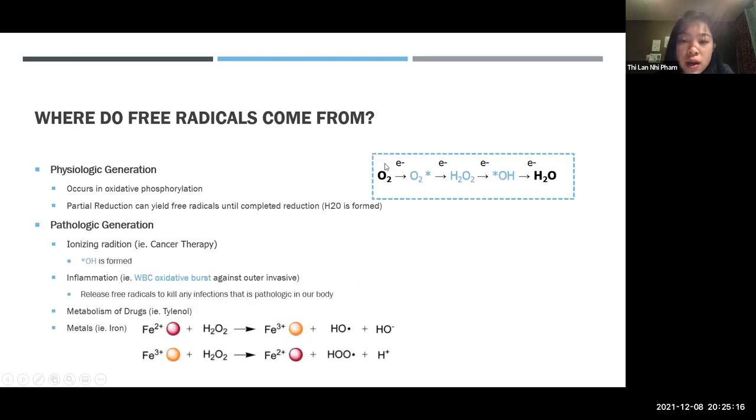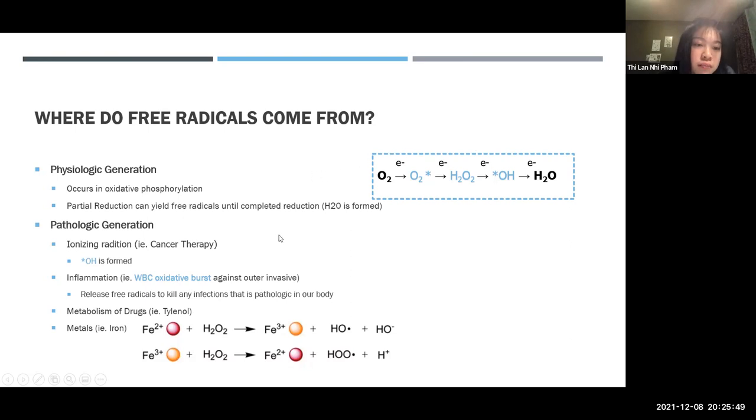As you can tell right here, we have an oxygen molecule, and it's going to accept one electron and become a superoxide, accept another electron and become hydrogen peroxide, and another one and become a hydroxyl free radical, until it becomes water. When oxygen becomes water, it is marked as a complete reduction. And whenever we stop in between, we're going to have all these free radicals flowing around.